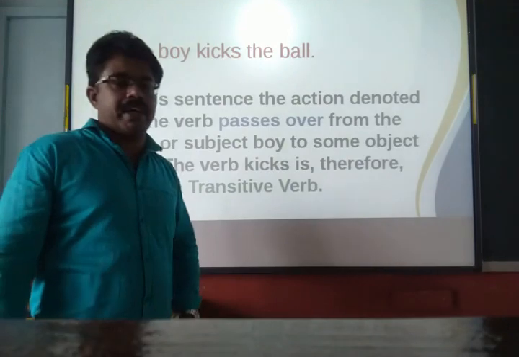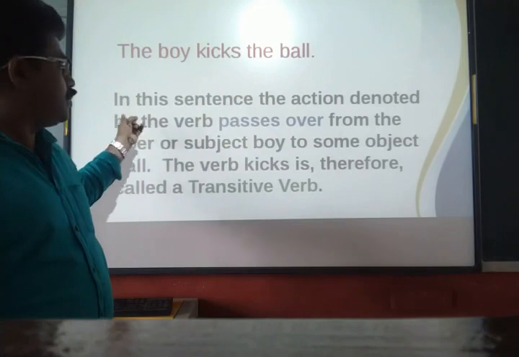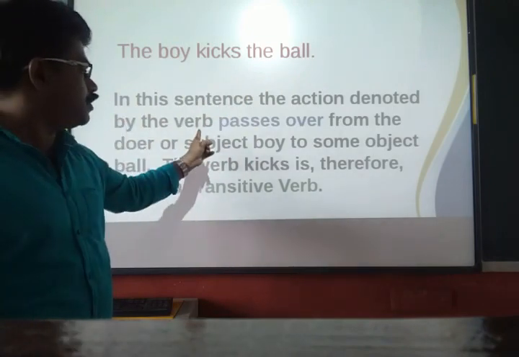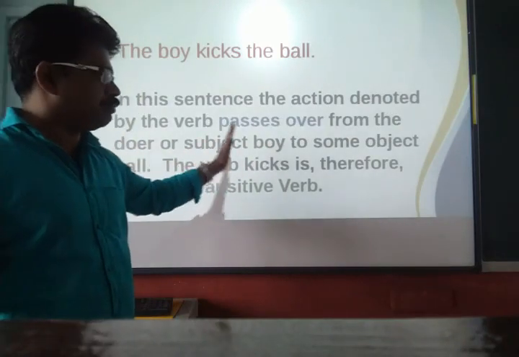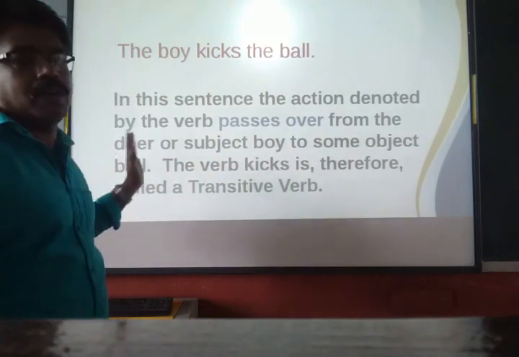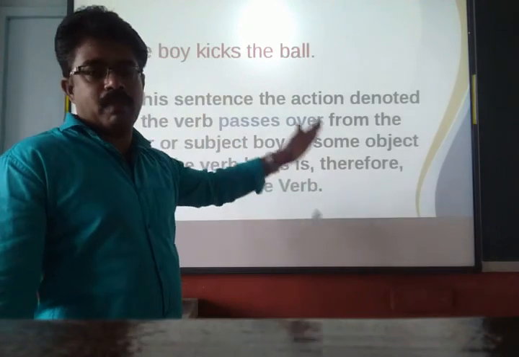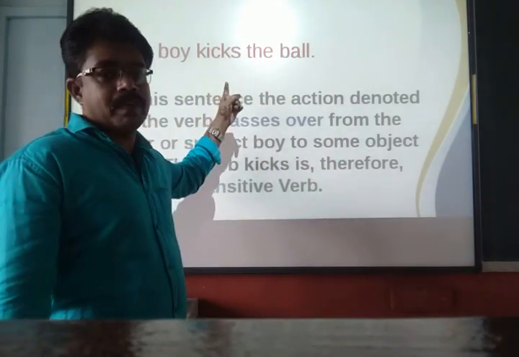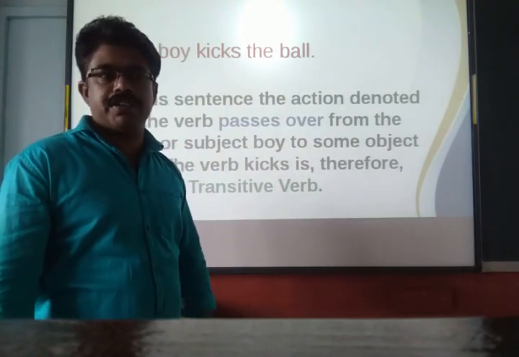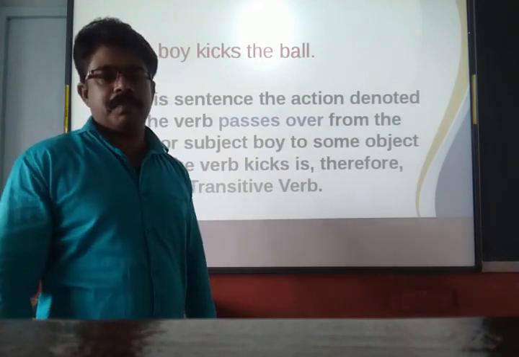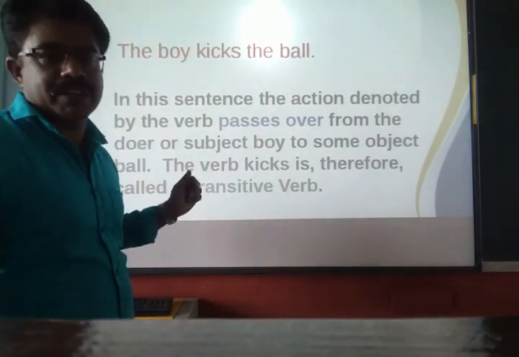Now moving on to the next slide. The boy kicks the ball. In this sentence, the action denoted by the verb passes over from the doer, the subject boy, to some object, ball. Now this is slightly different from what we said. We are now speaking about transitive and intransitive verbs. What is a transitive and intransitive verb? I hope you remember what we said in the previous class. This is exactly what we said.